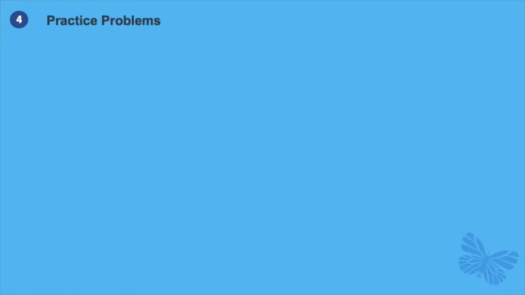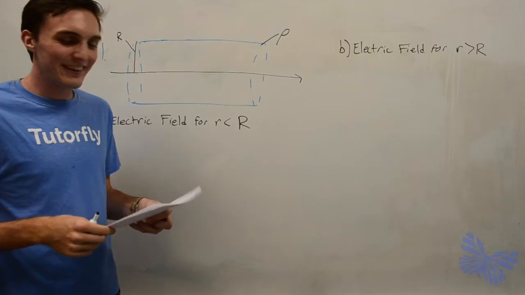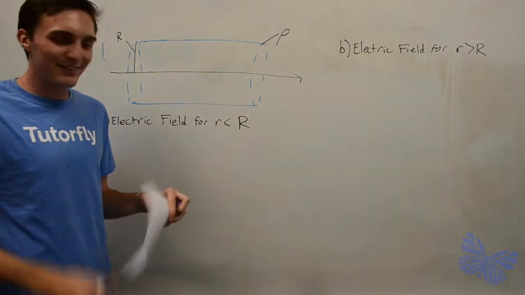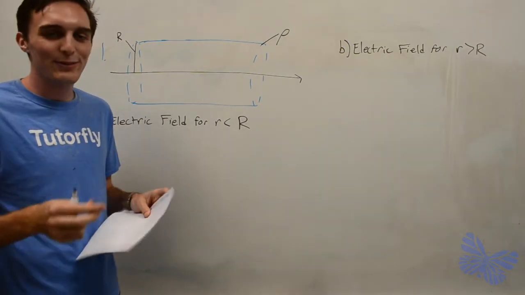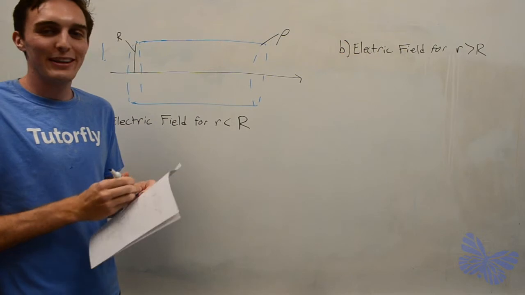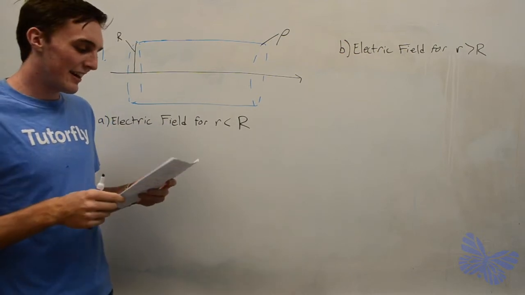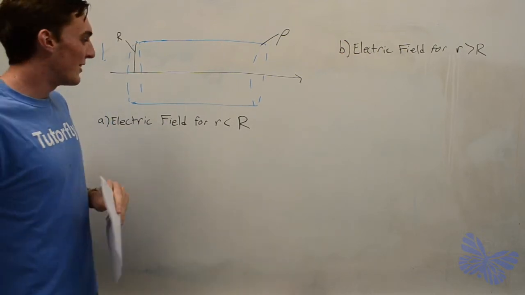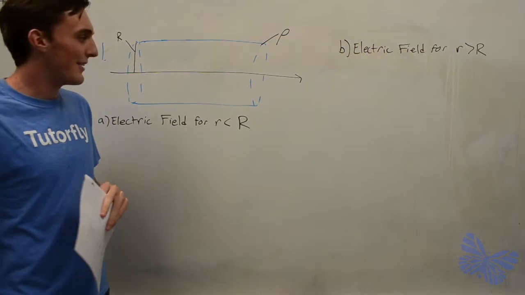Alright, so now we're going to do some practice problems. We're going to start off with an electrostatics practice problem from the free response. This is from the 2013 test. And this one is basically an application of Gauss's law.